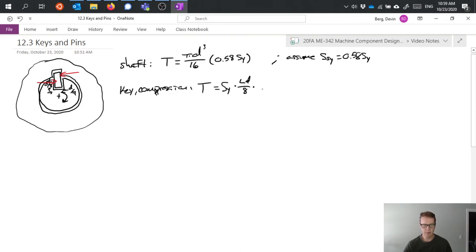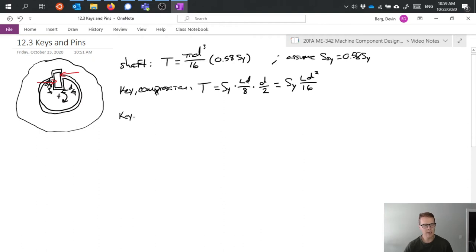And our torque is equal to force times 1 radius. So the torque out at the plate, the location of the key, is basically the force times 1 radius. So we need to factor that in there as well. And this gives us a result of Sy L d² over 16 as our limiting torque.